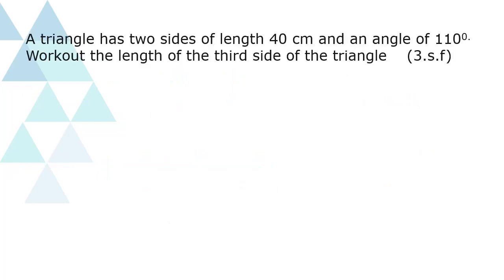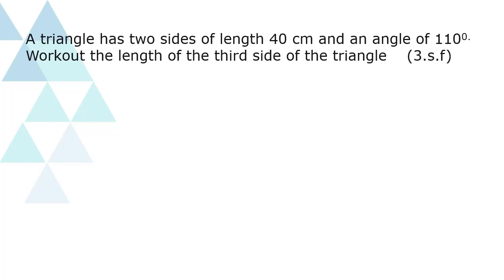Let us see how we can apply the cosine rule to find the length of a missing side in a triangle. We have a question that says a triangle has two sides of length 40 centimeters and an angle of 110. Work out the length of the third side of the triangle. Give your answer correct to three significant figures.